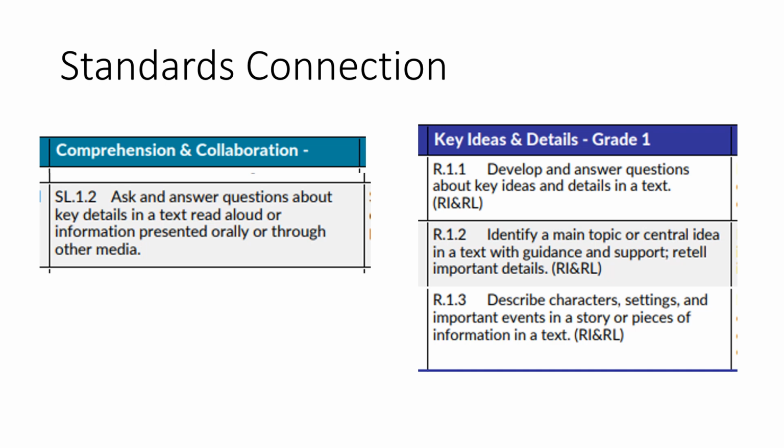And then on the right here, we have key ideas and details, and this is under the reading standards for first grade. And this gets into reading informational and reading literature. So I know that, again, she needs to be able to answer questions about key details in a text. She should be able to identify the main topic, that main idea with some support, and then be able to retell those details. And then describe characters, settings, and important events in a story or informational text. So that's good to know. And we do see that some support is okay in first grade. So that's good to have that idea in my head as I'm going through my evaluation.